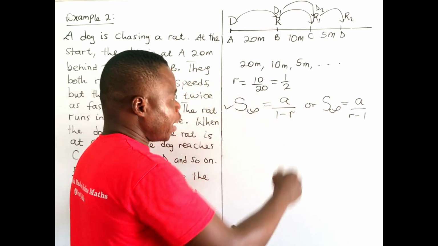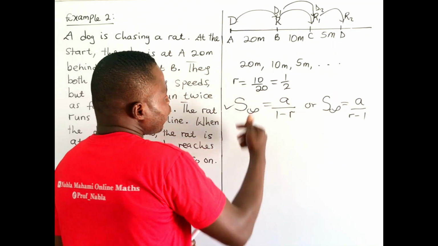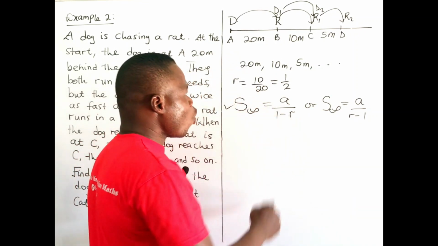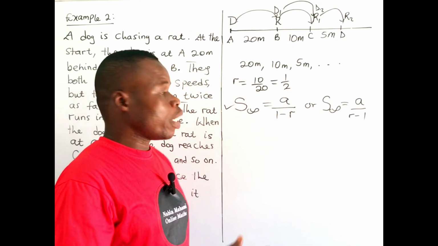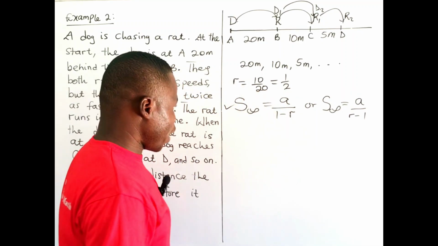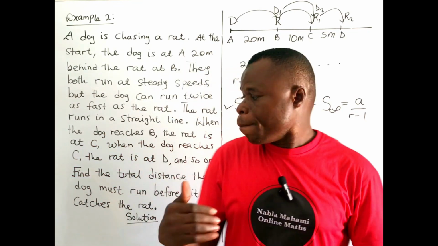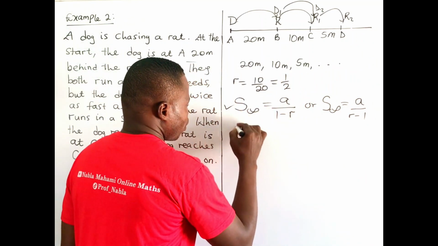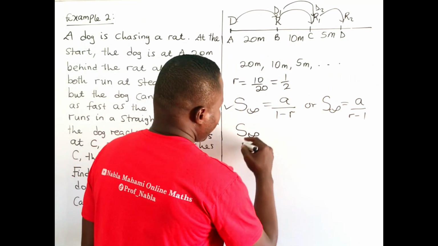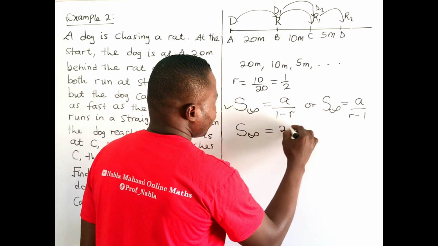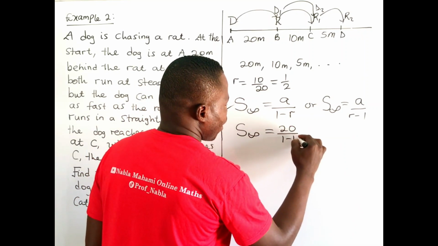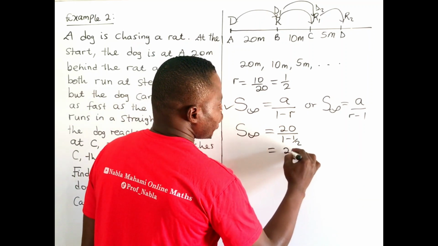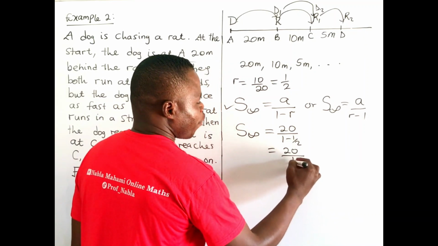A over 1 minus R. So now, to define these terms, A is the first term here, which is 20. R is our common ratio, which is half. Since we know them, we can now put them into this formula to find the total distance the dog must run before it catches the rat. So I will now have S infinity is equal to 20 over 1 minus half. So now, this will give me 20 over 1 minus half, which is half.